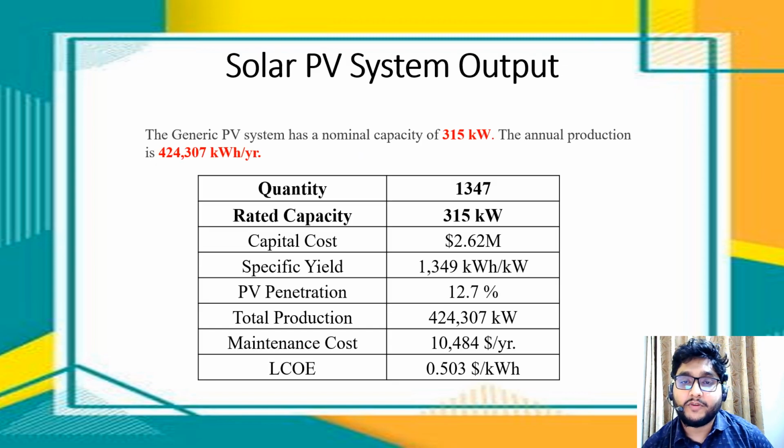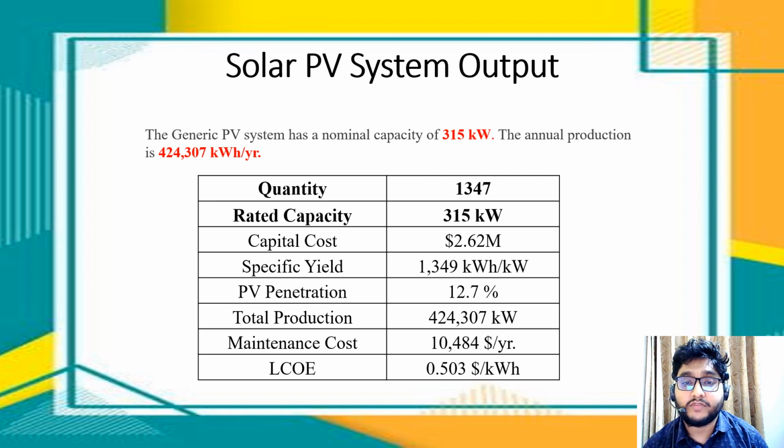Solar PV system output. The generic PV system has a nominal capacity of 315 kilowatt total capacity, and the annual production is 424 megawatt hour per year. This is actually the rated capacity quantity.